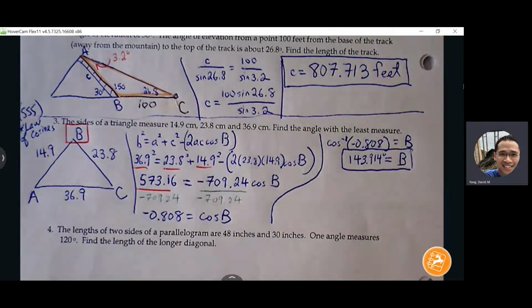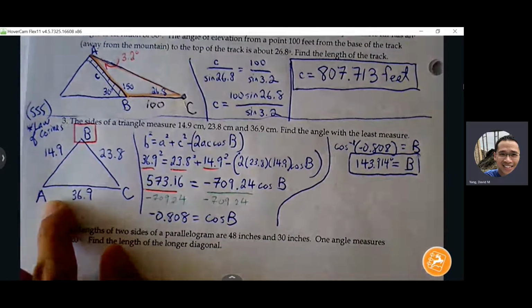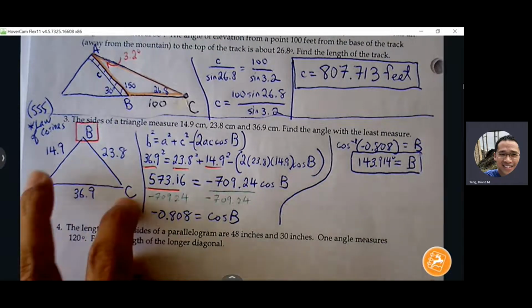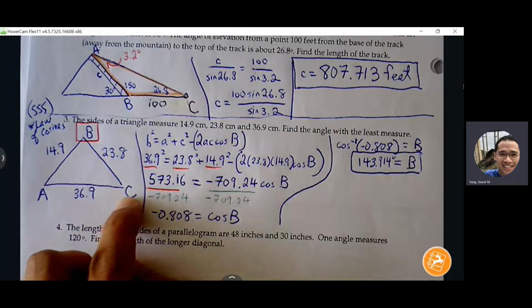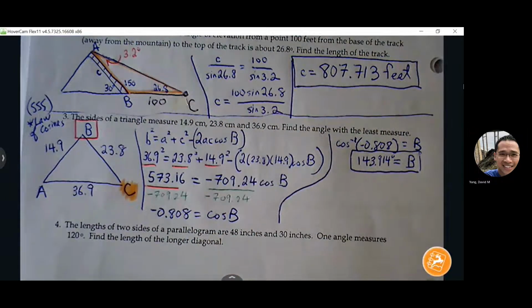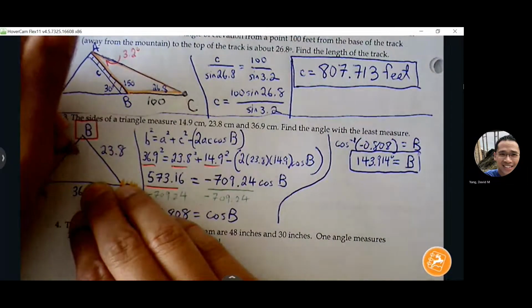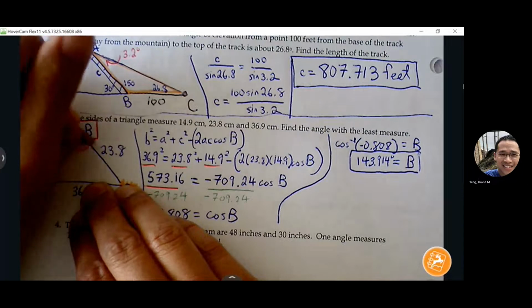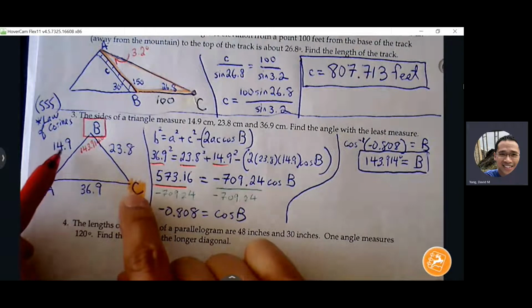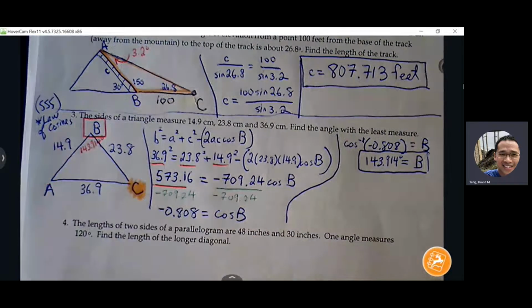I found my angle B, but that's not my goal because I'm trying to find angle A because that's the angle with the least measure. I'm sorry, angle C, right? Angle C, because I know that side C is the shortest, so angle C must be the smallest angle. So law of sines can help me get there, right? Because I can pair up side B and angle B, and then I can pair up side C and angle C and solve for angle C.